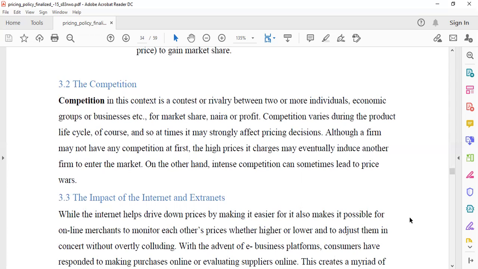So, you know, a firm maybe at the beginning has no competition, they could charge high prices. But once competitors begin to enter the market, they need to be alert to understand the competitors' pricing strategy and begin to adapt, so they are not far off from what the industry holds.